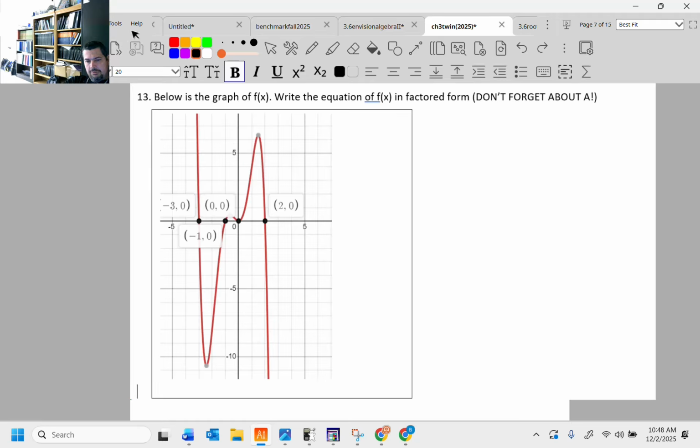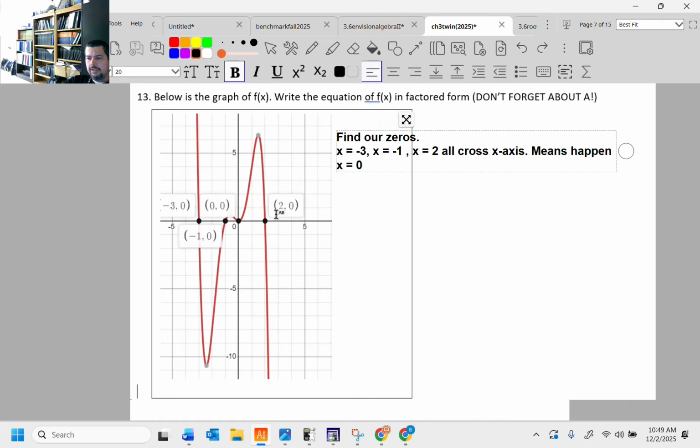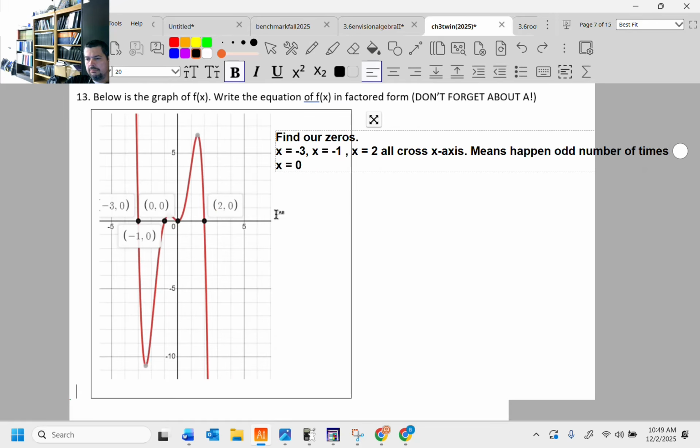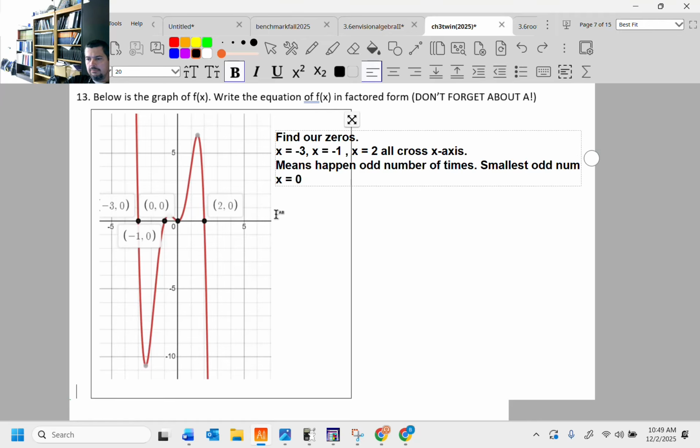Don't forget about a. So what we're going to do is find our zeros. We're also going to talk about multiplicity, but there's only one of them that touches. They are x equals -3, x equals -1, x equals 0, and x equals 2. There's a reason I'm putting 0 on a different line here. Now, -3, -1, and 2 all cross the x-axis. That means they happen an odd number of times. That's a big deal. Now, the smallest odd number is 1. So we say the multiplicity is 1.